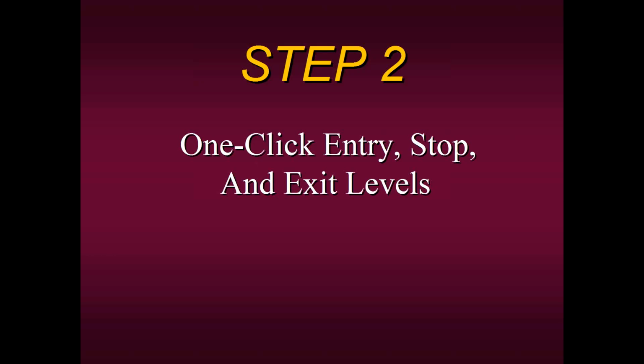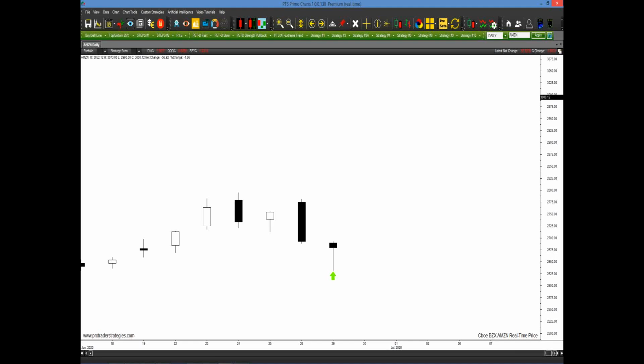Now, this takes us to step 2. On the platform, you have 2 ways of doing this: either double-clicking on the signal arrow or, in the drop-down menu, one click on the entry, stop, and exit levels. It's that simple. This is going to give you a very simple trading plan. So double click on the entry. Here's our confirmation entry, 1 tick above the high. Double click on the stop. That's your generic stop level. Remember, just one of them. And then double click on the exit levels.